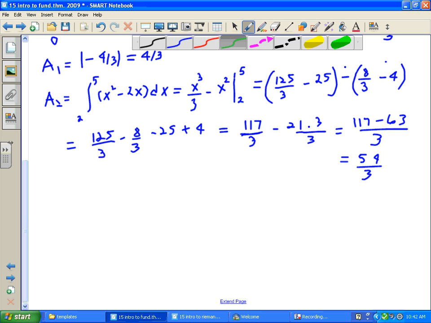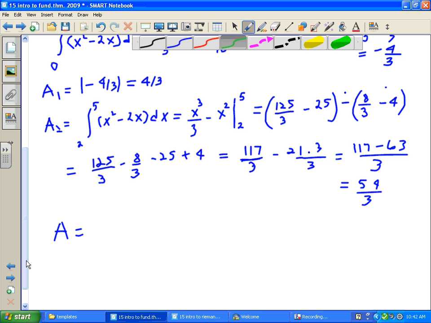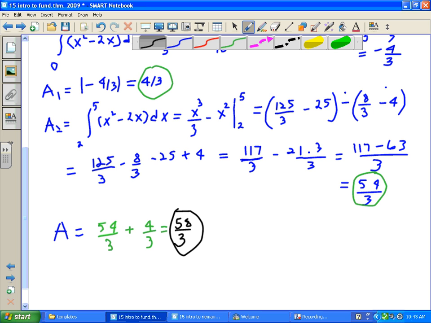So what should be the final answer? Right, I'm going to keep it like that because I know I'm going to be adding it to the other one. So one part was 4/3, the other one was 54/3. So I'm going to add the two together. So 54/3. Oops, not 13ths, but thirds, plus 4/3 is indeed 58/3. It's not writing so well. There we go. Okay. So this is the total area enclosed between the graph and the x-axis over the given region.